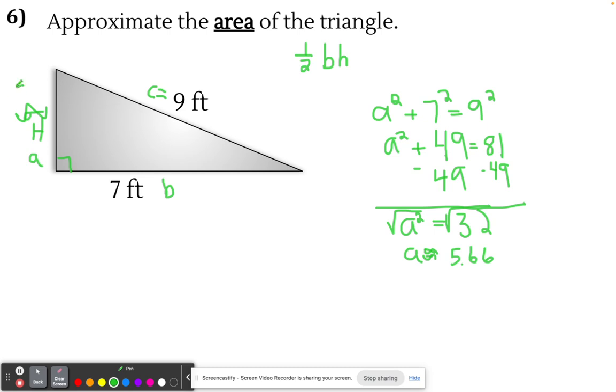So if this is 5.66 feet, my area would be 1/2 times base times height. And 1/2 times 7 times 5.66 equals 19.81. So it's going to be approximately 19.81 square feet.